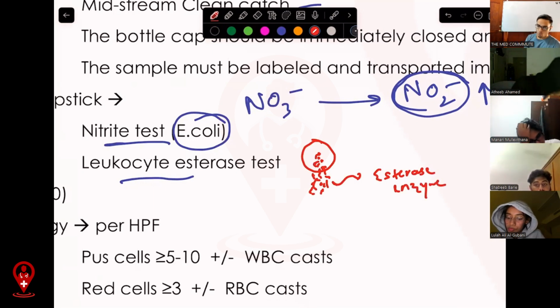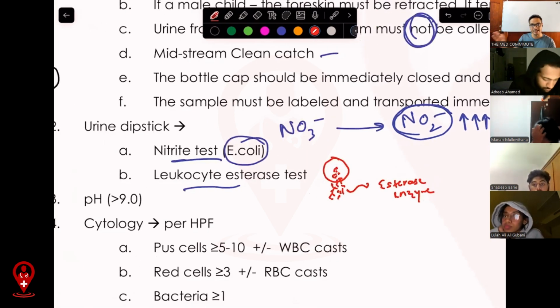Now, what is going to happen, guys, if you do the dipstick and you see a positive leukocyte esterase enzyme? That means a large amount of WBCs have arrived at the urinary tract and are releasing a large amount of esterase enzymes. That means your urinary tract is being colonized by a large amount of bacteria. Okay, clear? So a positive esterase enzyme is an indirect indicator that there are bacteria colonizing the urinary tract. So these two tests are the most important in urinary dipstick. Nitrite test, leukocyte esterase. Okay, do not forget.